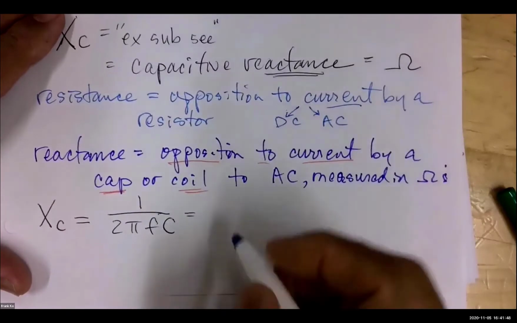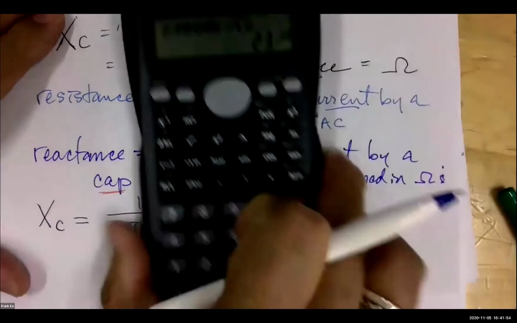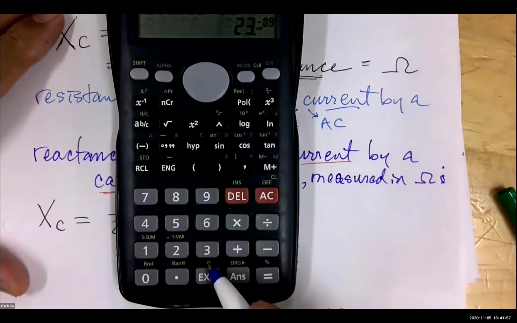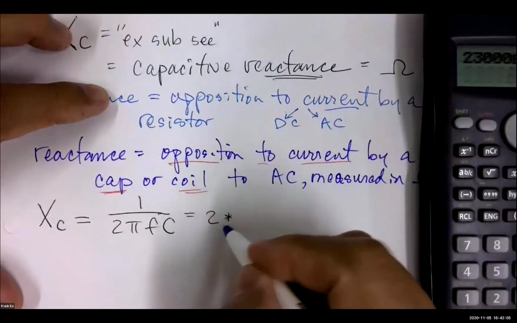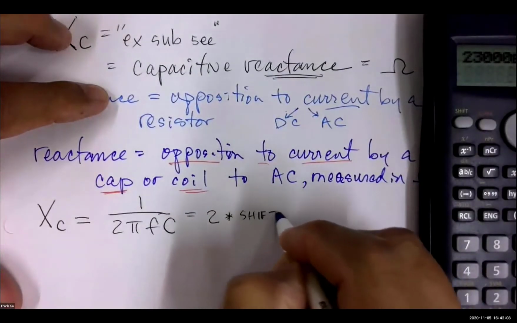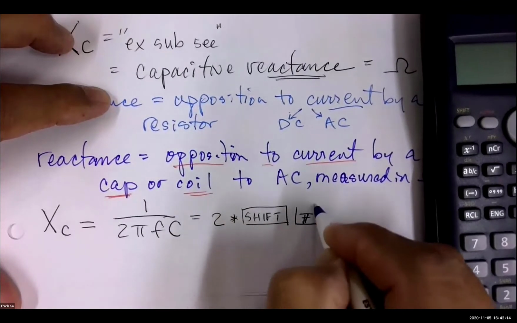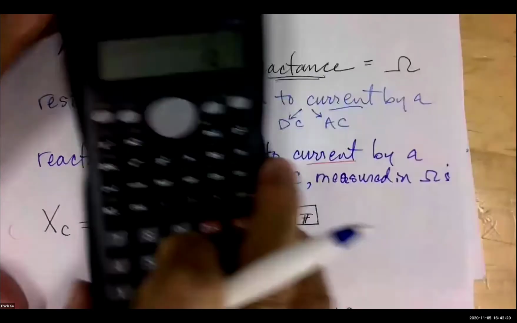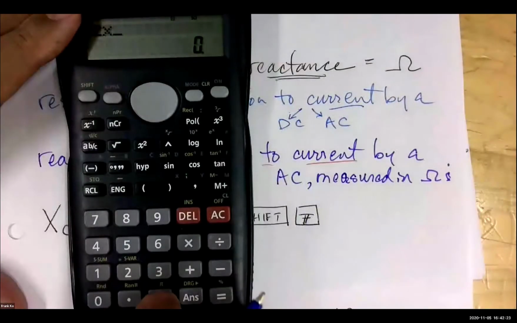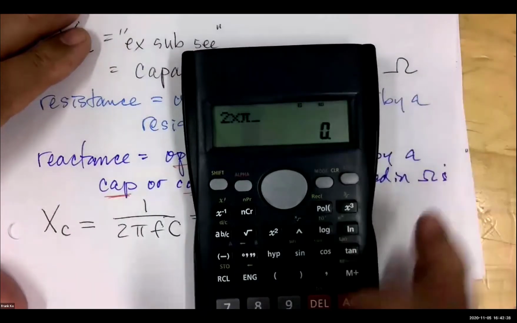It would work out this way. 2 times, and you're going to have to find your pi key. On this particular calculator, it is a second function or a shift function, yeah? You have a shift, and the pi is right above the EXP key. So 2 times shift pi. Does the calculator actually show us the pi symbol? Then it shows us 2 times pi.